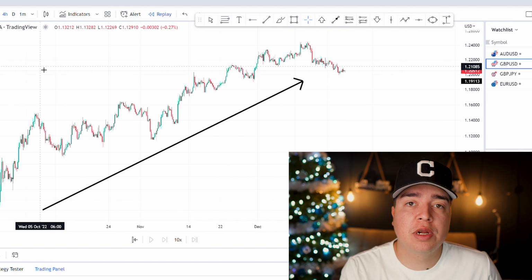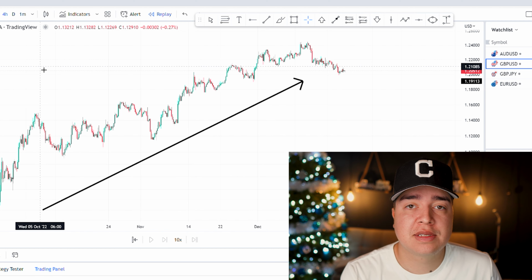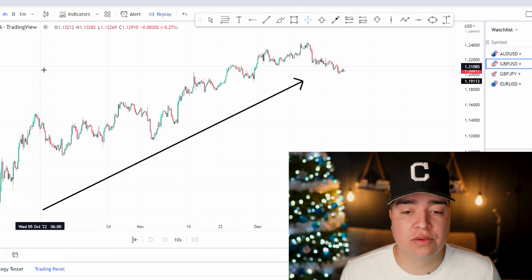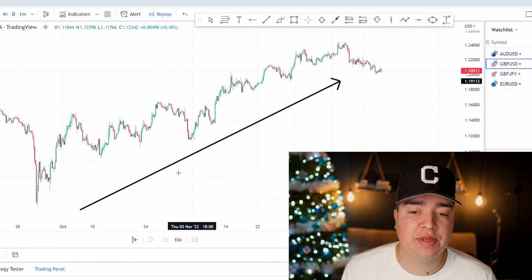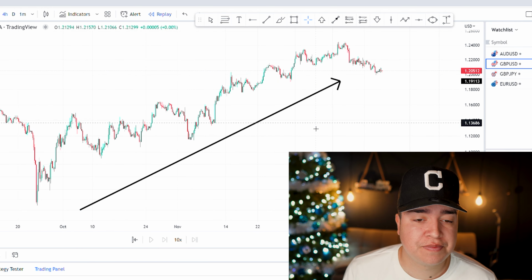And in the uptrend, we're going to be making higher highs and higher lows. This is very important. Make sure you write this down. Higher highs and higher lows. That's how you know when you're in an uptrend. Because sometimes it can get tricky. It's not always going to be just going straight up. So let me zoom in here.